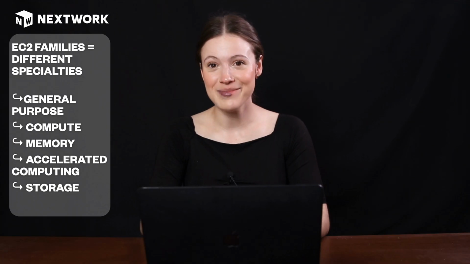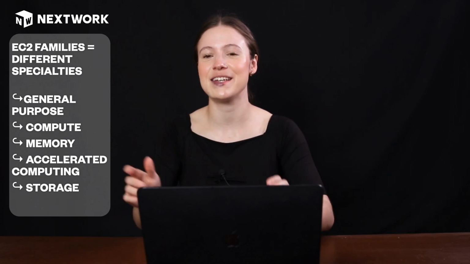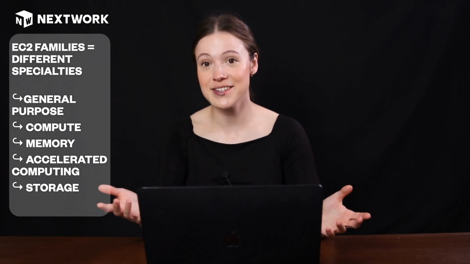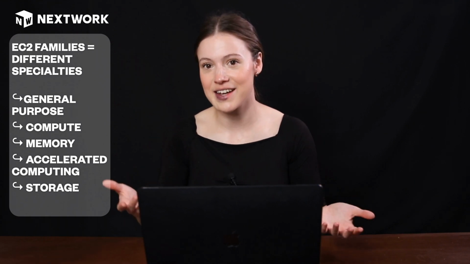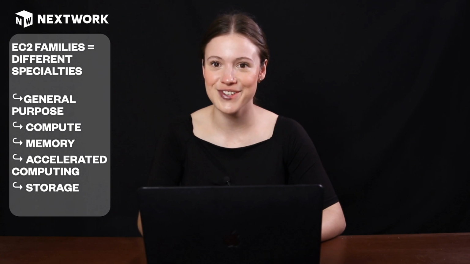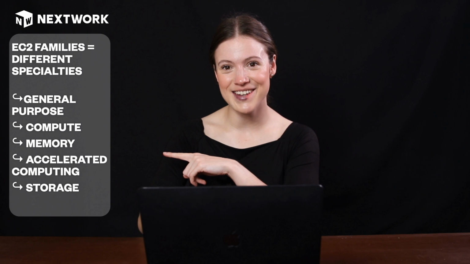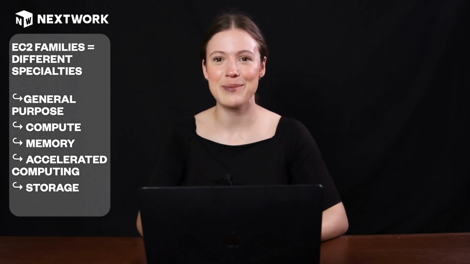Well, there's a whole bunch of them. Basically, they're groupings where you have your different EC2 instances, but different instances can actually be optimized for different things. You have a choice, and the choice is which family you choose. We have general purpose, compute, memory, accelerated computing, and storage. Let's have a look at them one by one.